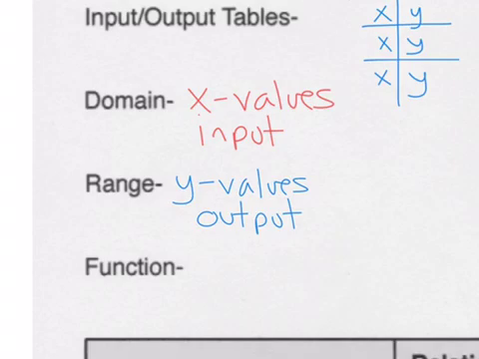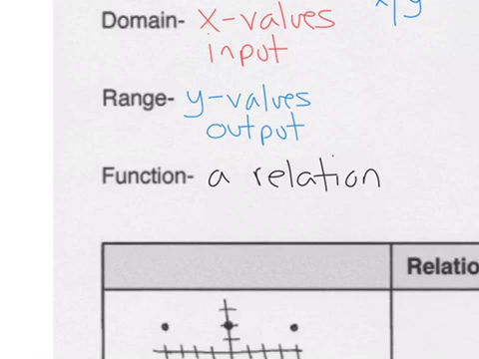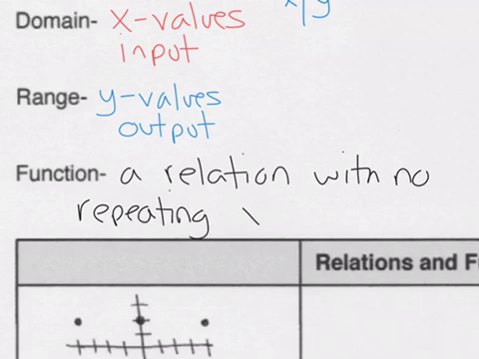Okay, last definition is a function. We had a lot of questions where it would be like, is this a function? Does that represent a function? The easiest way, in my opinion, to figure out is it's going to be a relation. We just talked about a relation. That was the first definition. That just means a whole bunch of ordered pairs. But it's a relation with no repeating x values. That's how you can tell if you have a function or not. We can't have any repeating x values. You could have a repeating y value. That doesn't matter. It's just no repeating x values.